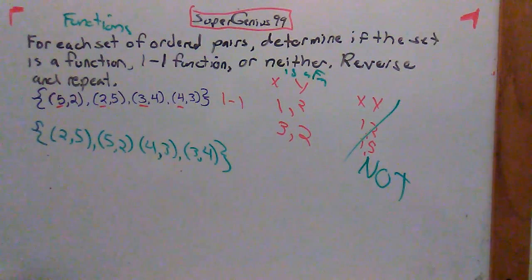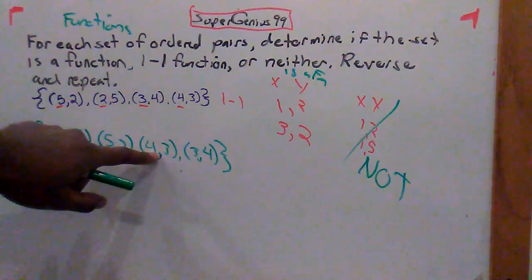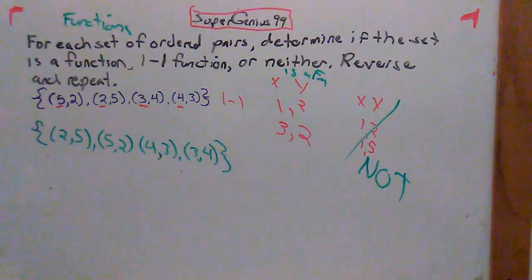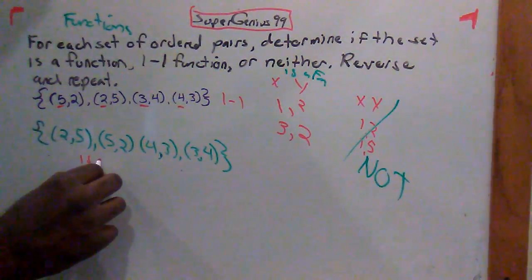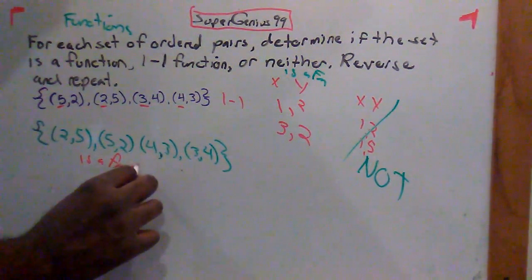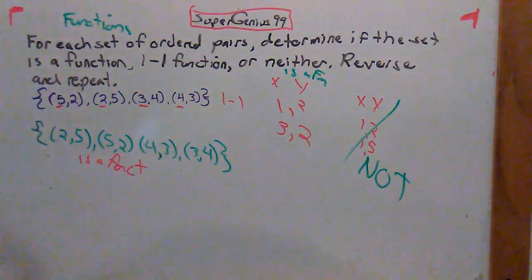Okay, so first of all, if none of the x values repeat, it's automatically a function. So let's just look. 2, 5, 4, 3. None of the x values repeat, so this is a function.